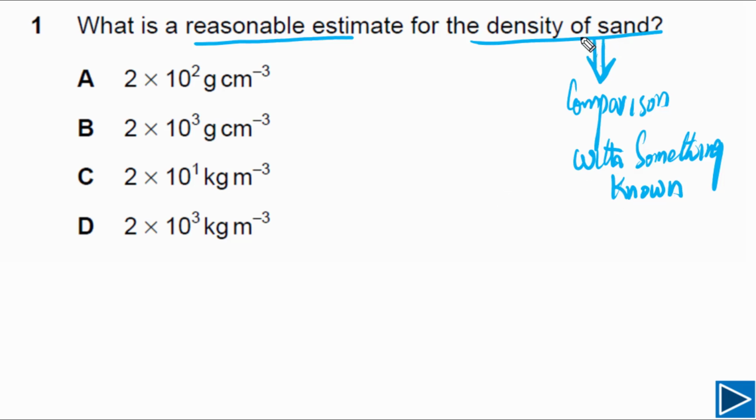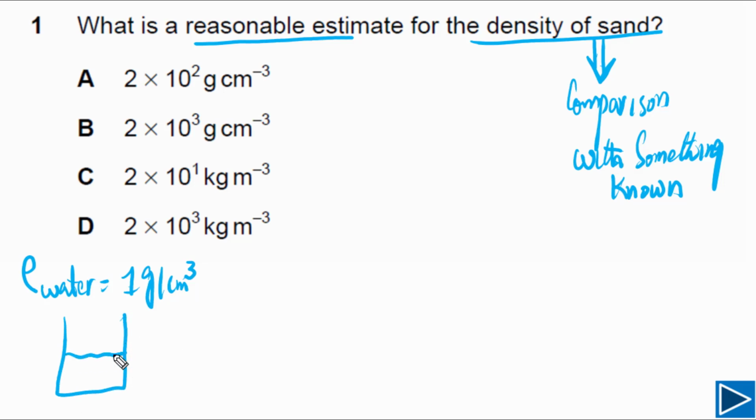For this question, we need to estimate the density of sand. The best way to estimate the density of sand is by using the density of water, and the density of water is about 1 gram per cubic centimeter. Now, if we have, let's say, a glass of water, and we place sand inside this glass of water, sand will sink and finally stay at the bottom of the glass. From here we can conclude the density of sand is greater than the density of water.